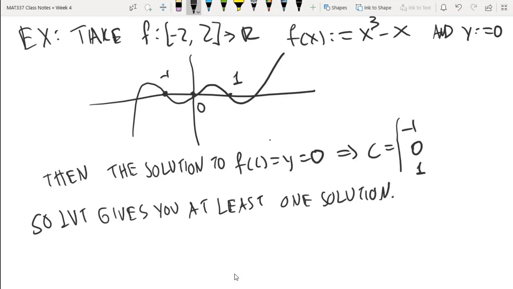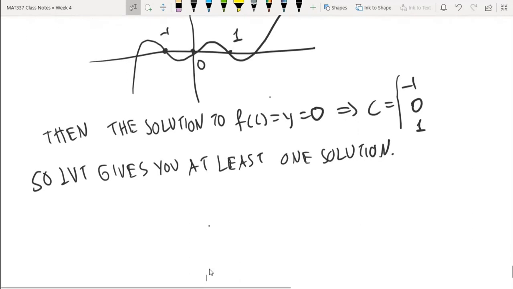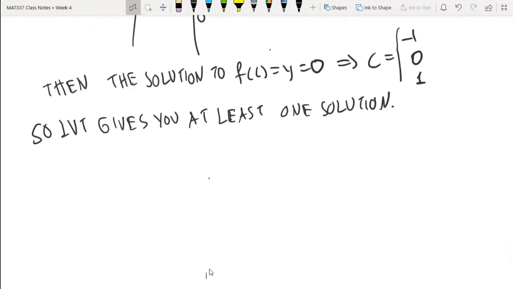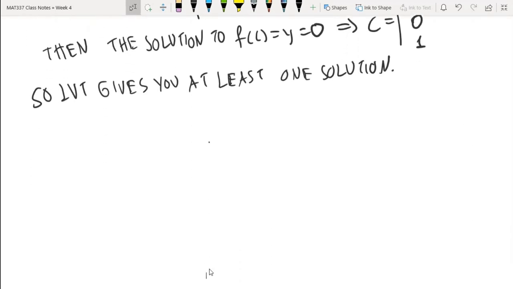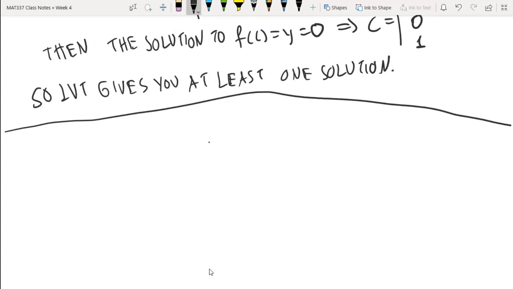Okay. All right. Yeah, of course. If you go on the syllabus, we say that. We mentioned this in the syllabus. All right. So that's it. Now we're going to move to uniform continuity.